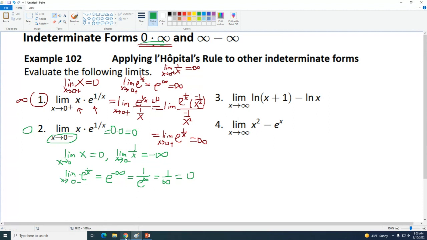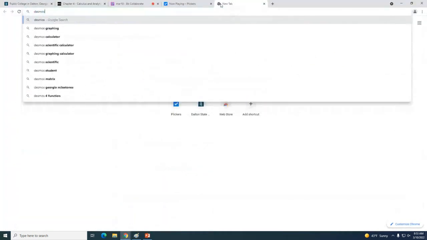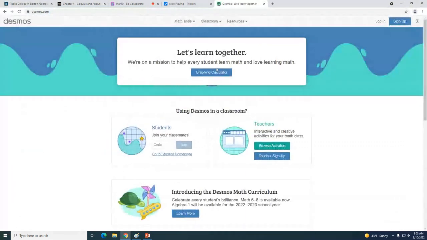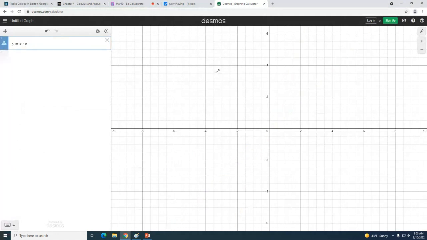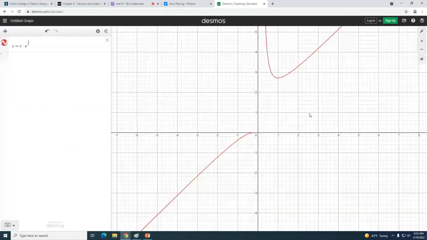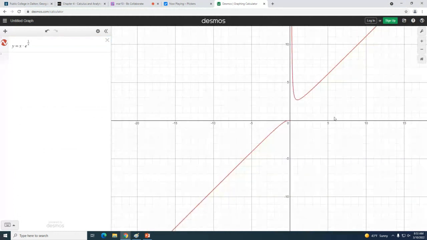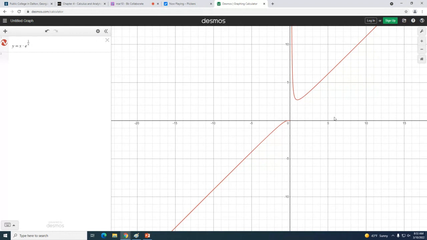I think we can look at the graph to see what's going on. If we go y equal to x multiplied by e to the 1 over x, that's what's going on. The function on the right side is approaching infinity, but on the left side it's approaching 0. So this verifies that what we have calculated is actually the truth.